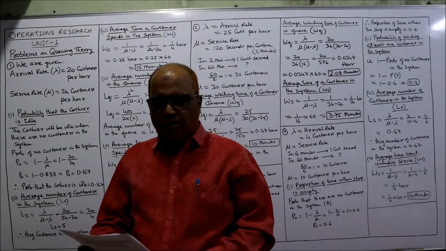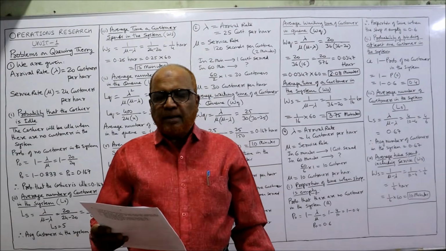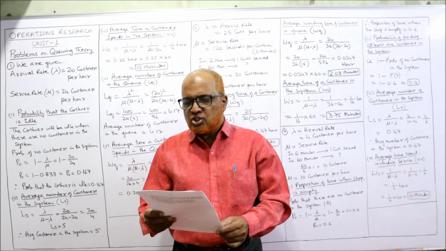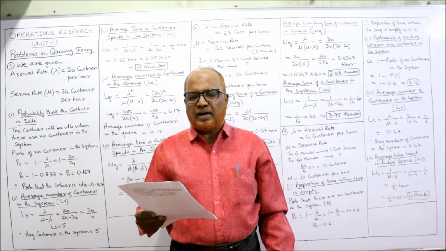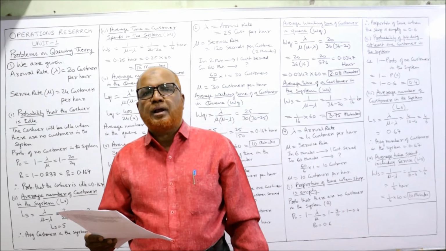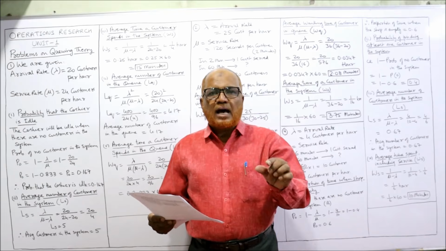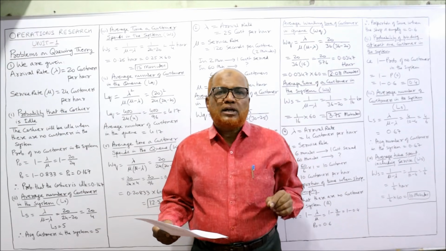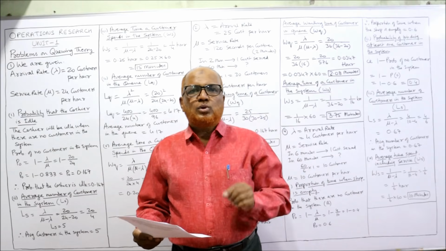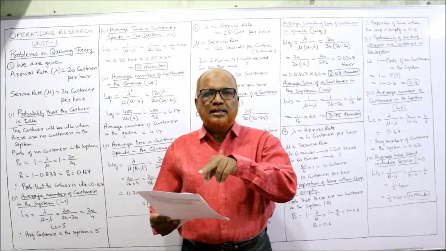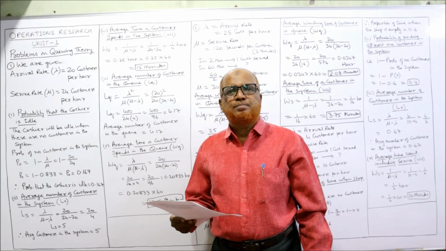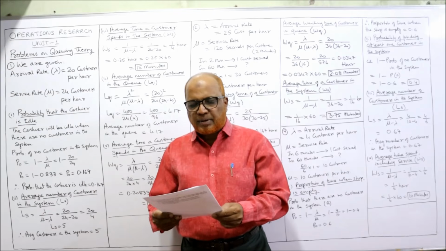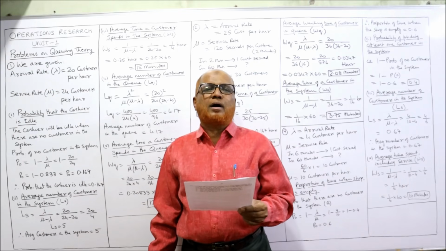Now, see the first problem. A departmental store has a single cashier. During the rush hours, customers arrive at the rate of 20 customers per hour. So this is the arrival rate. In queuing theory, the arrival rate is denoted by lambda. Here the arrival rate is 20 customers per hour. The average number of customers that can be processed by the cashier is 24 per hour.